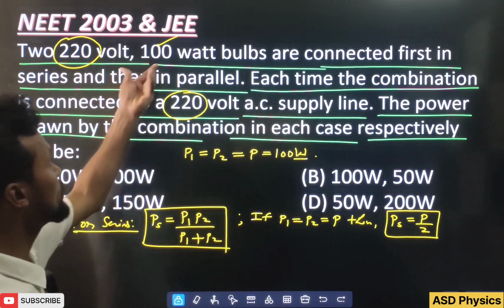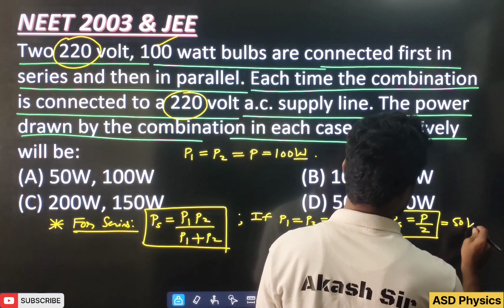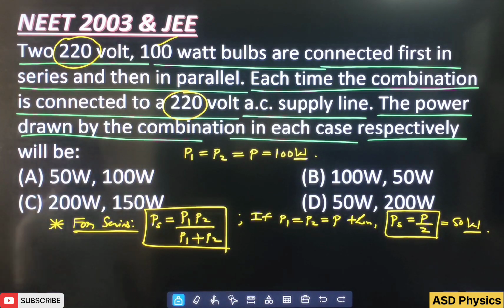Now, P how much is given here? 100. So 100 by 2, how much coming here? 100 by 2 means 50 watt. So in series connection, both these bulbs equivalent will be how much here? 50 watt. Okay, similarly students, if we go for the next one, let's take it for parallel.